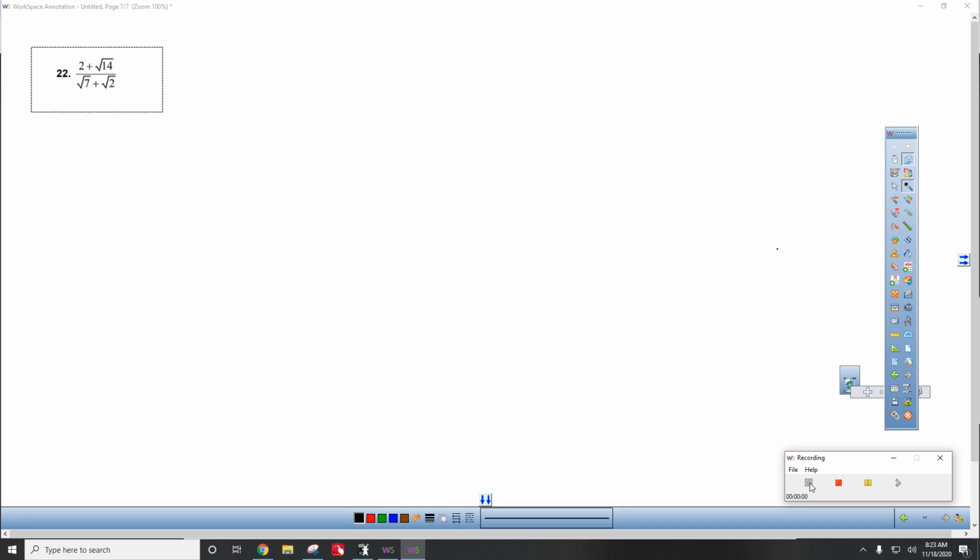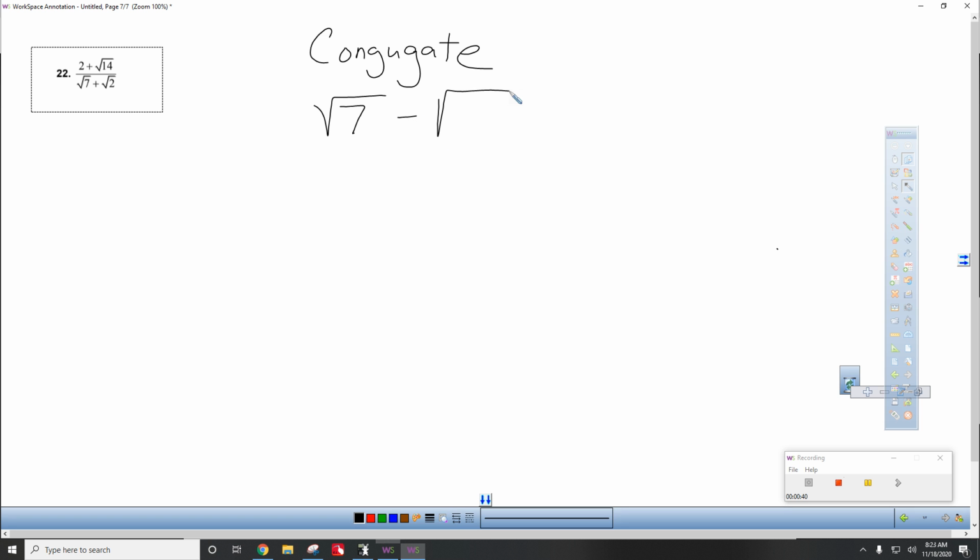We got a classic algebra 2 problem here. The directions say to rationalize the denominator, which means to get rid of the radicals in the denominator. That's what it means to rationalize. Now, what you're going to do here is multiply by what's called the conjugate. I have no idea if that's how this is spelled, conjugate. The conjugate is the same thing as the bottom with the opposite sign. So our conjugate here is radical 7 minus radical 2.